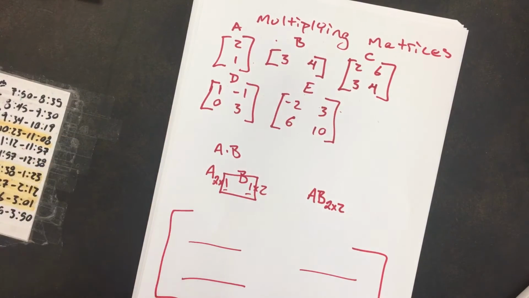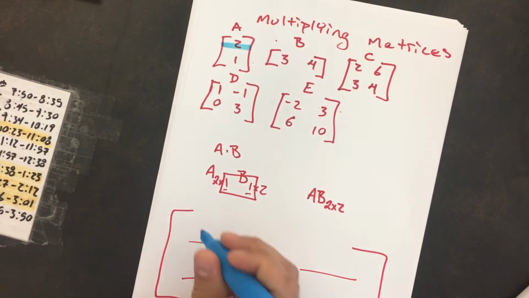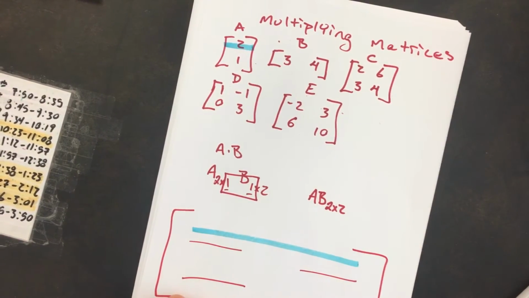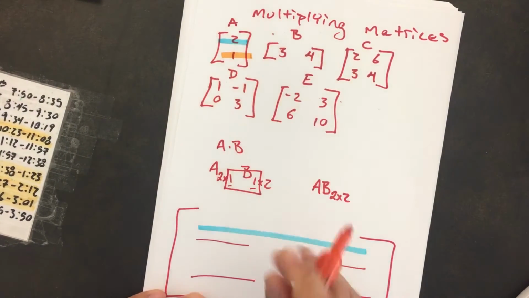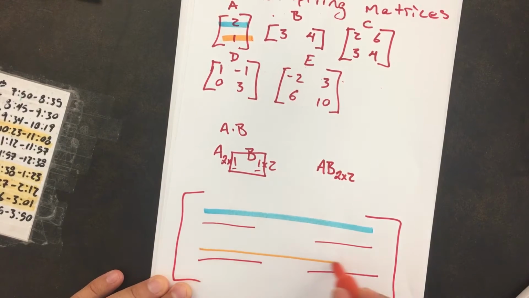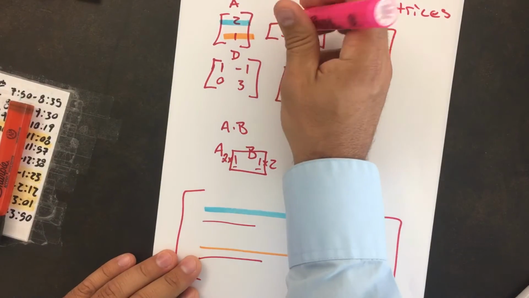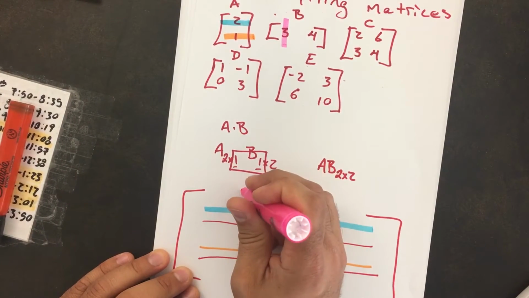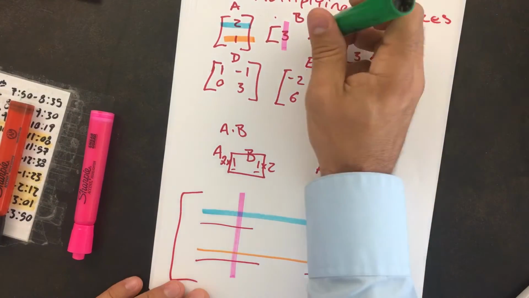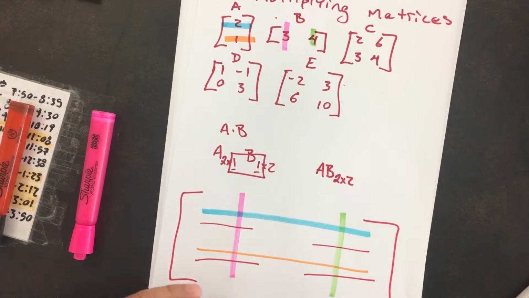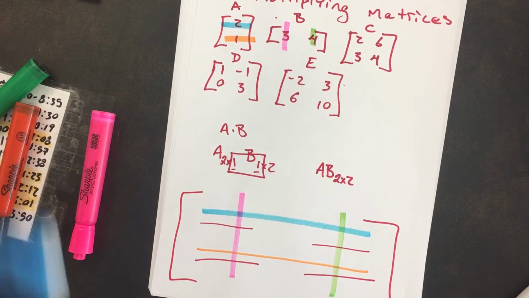The first row of A is going to end up in the first row of the resulting matrix. The second row of A is going to end up in the second row of the resulting matrix. The first column of B is going to end up in the first column of the resulting matrix. And the second column of B is going to end up in the second column of the resulting matrix. I'm using these highlighters to keep all the information where it needs to be.